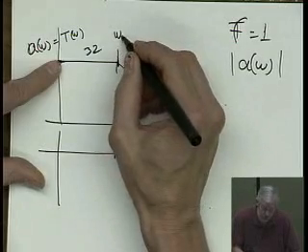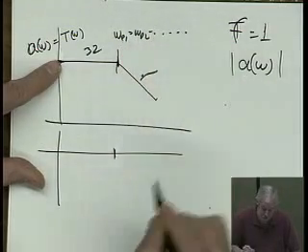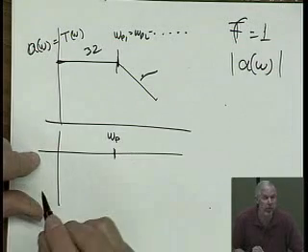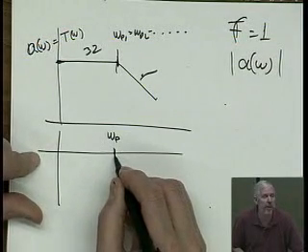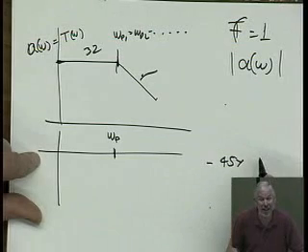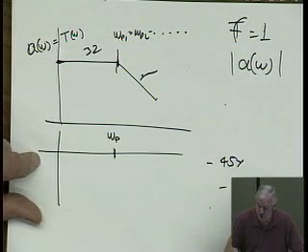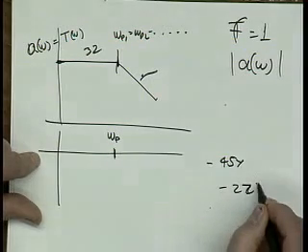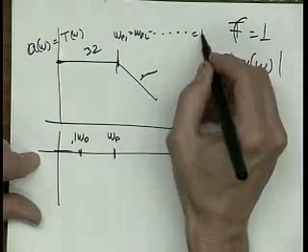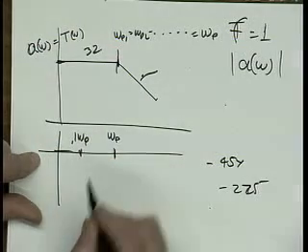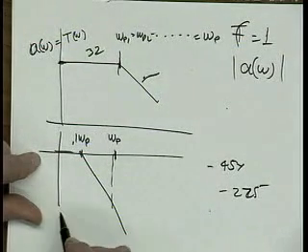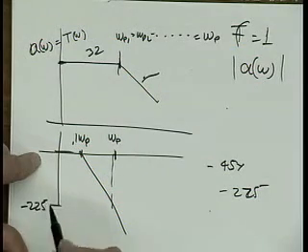So here's omega p1 equals omega p2 equals and so on. At that point, the omega p point where all these poles are, what's the phase shift? 45 times 5, so this is at minus 225. This phase shift started back at a tenth of this omega p, this popular pole location, and by the time it gets to omega p, we're at minus 225.